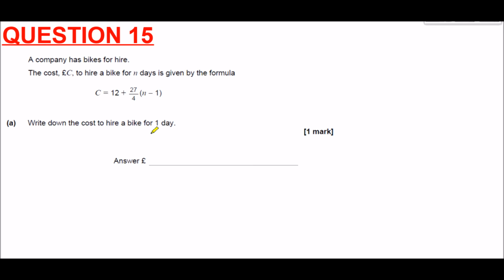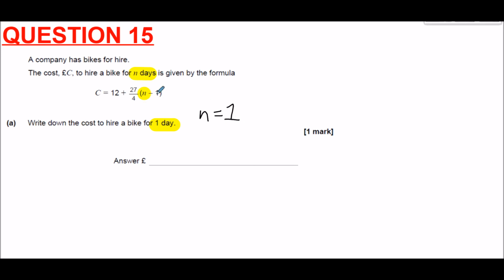Question 15. A company has bikes for hire. The cost in pounds to hire a bike for n days is given by the formula here. C equals 12 plus 27 over 4 brackets n minus 1. Write down the cost to hire a bike for 1 day. And so n is the number of days, which is here. And so 1 day, all that means is we're using n equals 1.